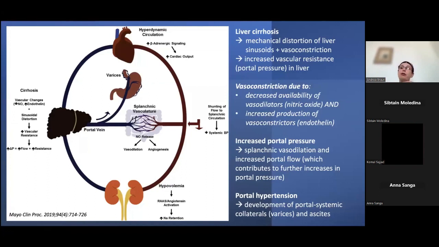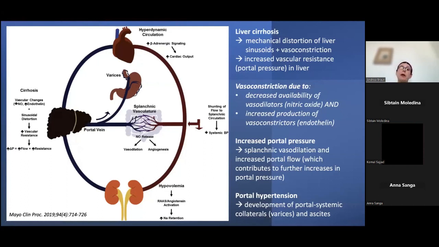And you get vasoconstriction, and because of those two factors, you have increased vascular resistance, which is the portal pressure in the liver. And the vasoconstriction is caused by decreased availability of the NO, the nitric oxide, which is a vasodilator, and an increased availability of endothelin, or increased production of that. And then the increased portal pressure leads to splanchnic vasodilation. That's here in the center. And the splanchnic vessels are the ones that drain the gut, the pancreas, the spleen, etc.